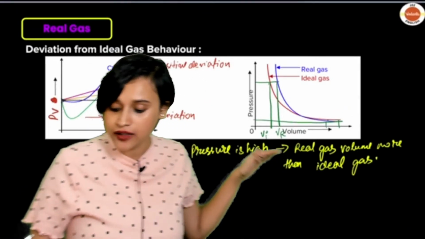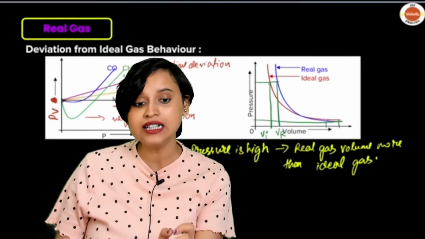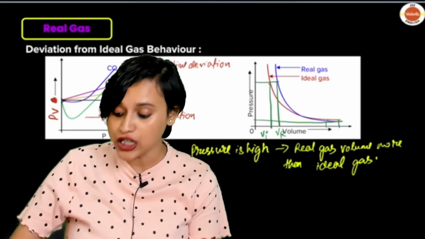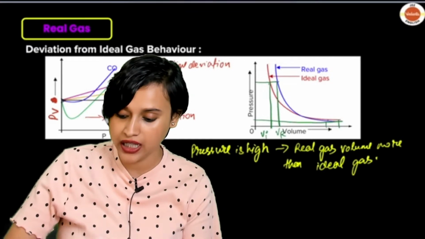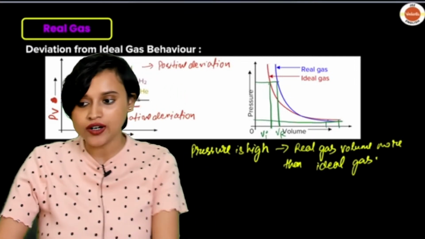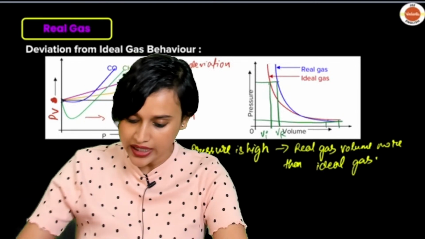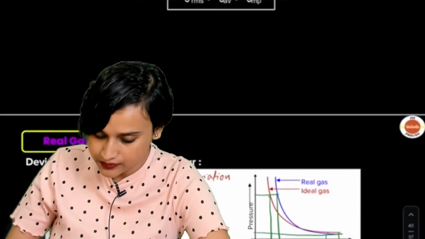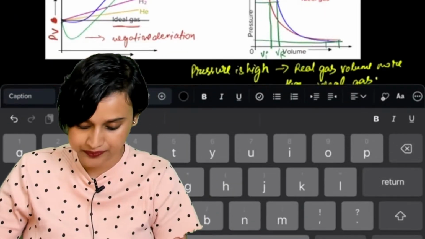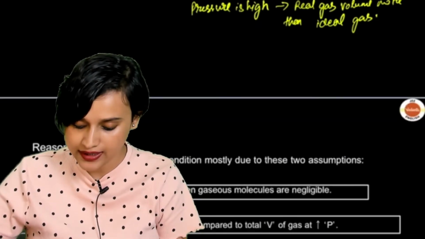So as I was telling, when the pressure is very high, you get to see that the volume of the ideal gas is lesser, whereas the volume of the real gas is high. Why? Because repulsion is dominant here. Okay. All right, everybody. Then in the next case, what do you see? Here what is happening? Repulsion is happening, everyone.